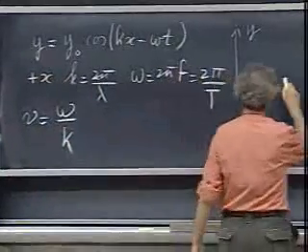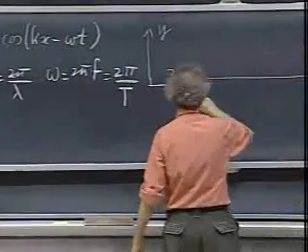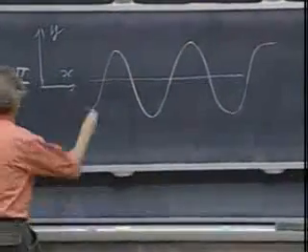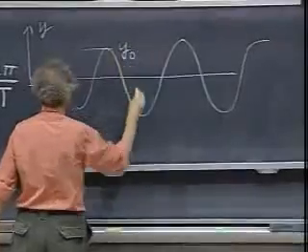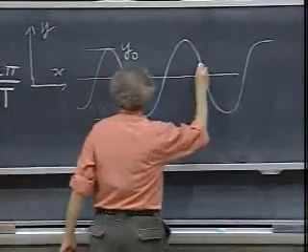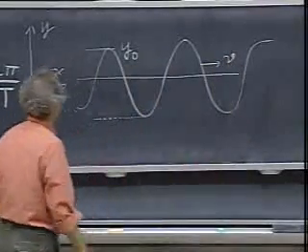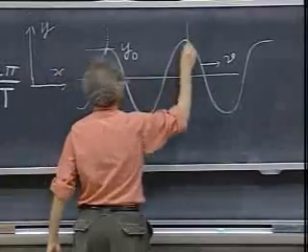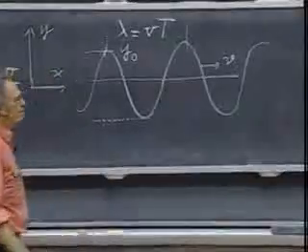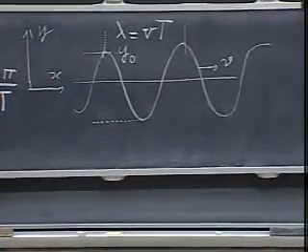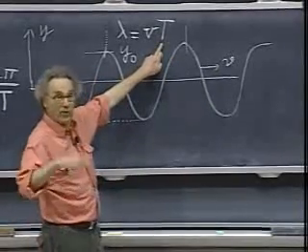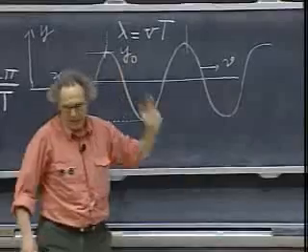And so, if I draw this string at a particular moment in time, this would be y0, that would also be y0, and it would propagate in this direction with that velocity, and this would be the wavelength, lambda, and that lambda is v times T. It's immediately obvious. If something propagates with a speed v, and it has T seconds to go for one oscillation, it moves over a distance lambda.